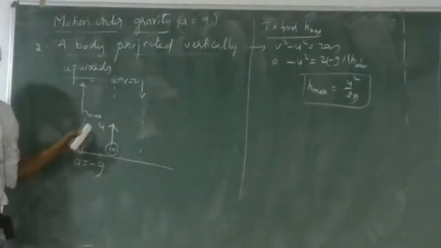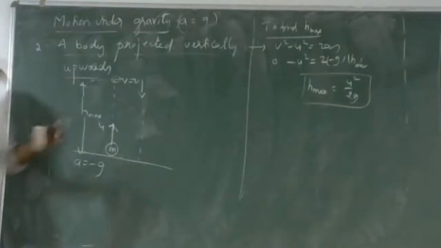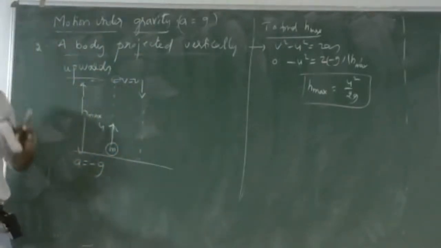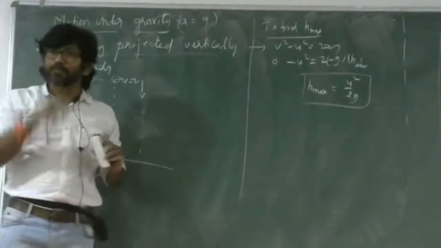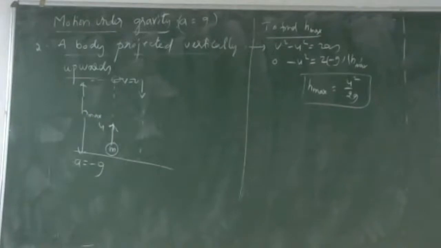So it depends on the velocity of projection, as g is constant. If you project with larger velocity, it goes to larger heights. That's it. It does not depend on the mass. One more point I thought to give you: the maximum velocity obtained by the body when it reaches the ground.